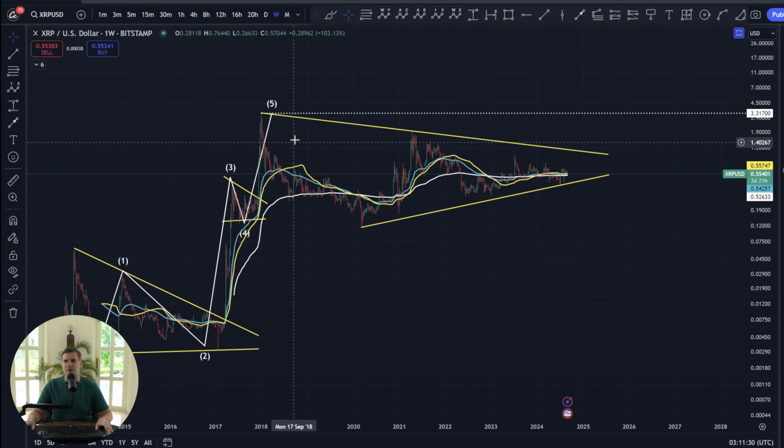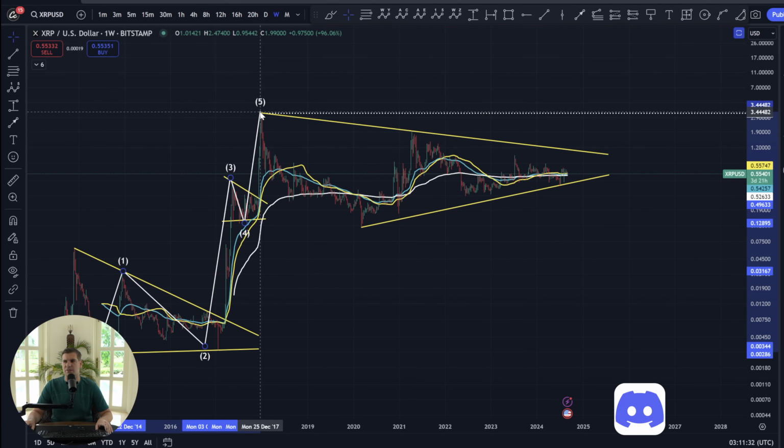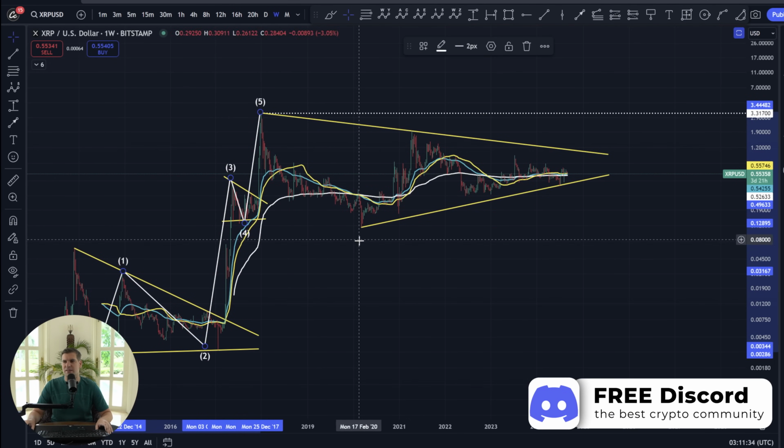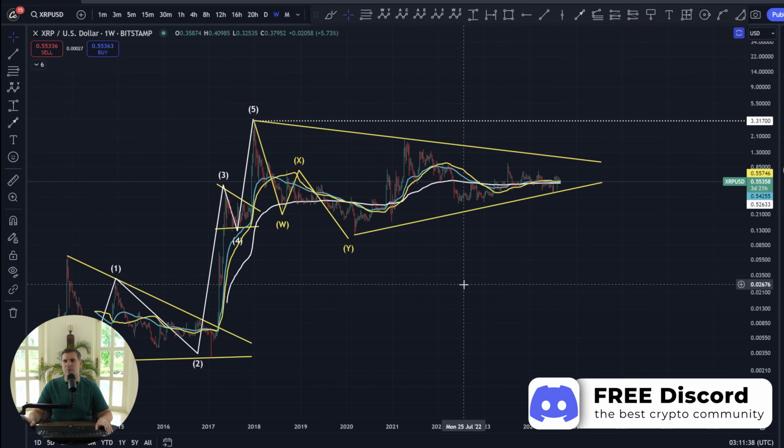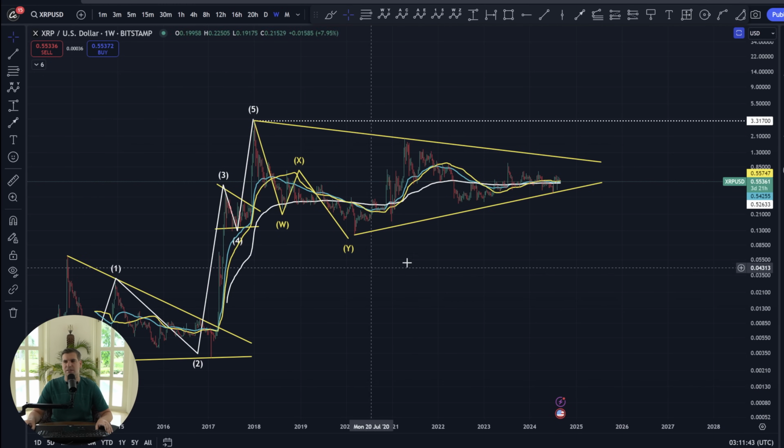Now this is usually met by a 3-wave correction. From the high of 2017 here, you can see that there's a 3-wave correction, right here, here, and here. And what we are looking for is essentially a 5-wave break to the upside. So we're looking for a wave 1, wave 2, wave 3, 4, and 5.